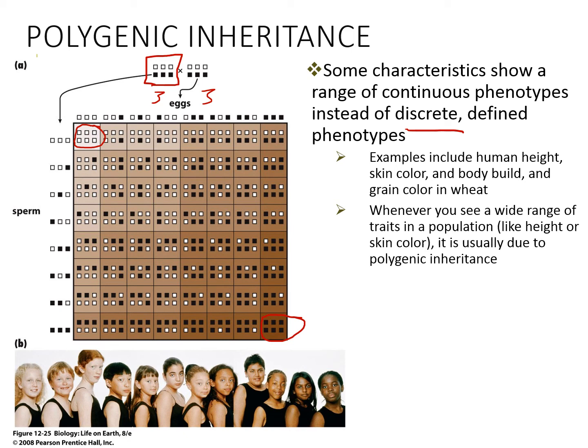A bunch of other examples would be human height, skin color, body build, and grain color in wheat, and often these traits are affected by the environment as well. For example, with skin color, we can get a tan. With height, if you eat more of certain types of foods, or if you just eat more food and you are not malnourished, you're more likely to grow a little taller. So whenever you see a wide range of traits in a population, like height or skin color, it's usually due to polygenic inheritance. And this should be a pretty easy term to remember. Poly is many, genic is gene.